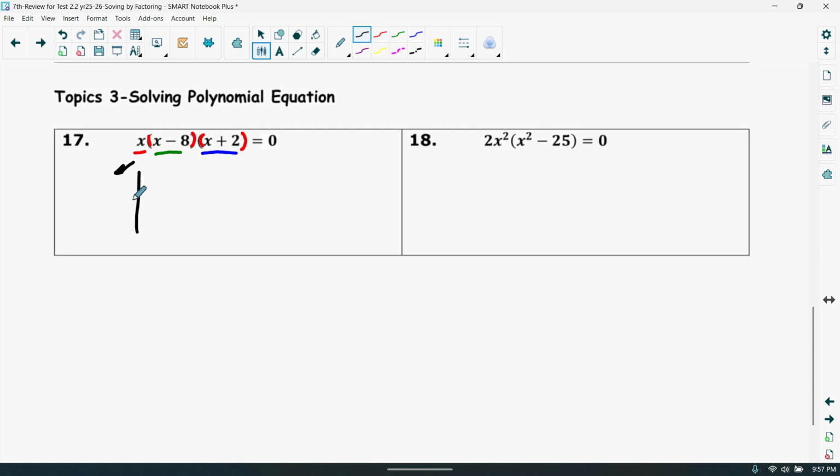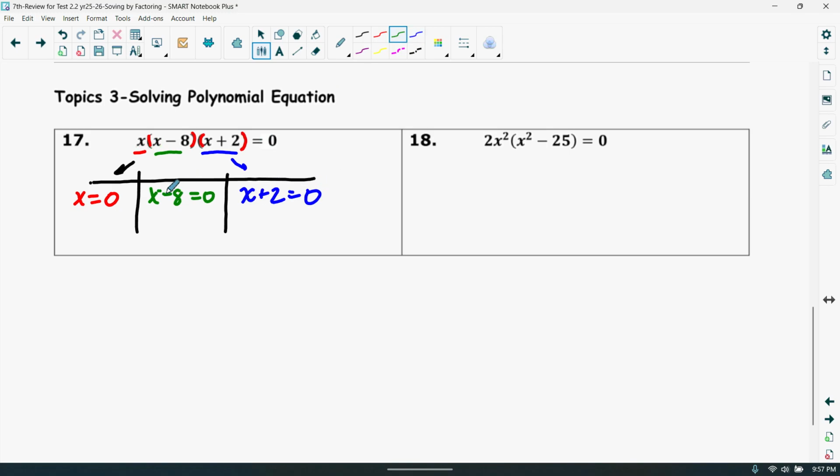So I'm just going to create this little table here. Our first one here, we're just going to set x equal to 0. And then for x minus 8, make that equal to 0. And the other one we have is x plus 2 equal to 0. And we're just solving for x.